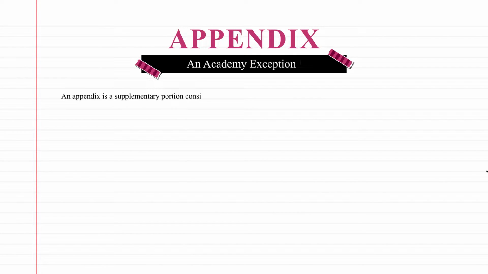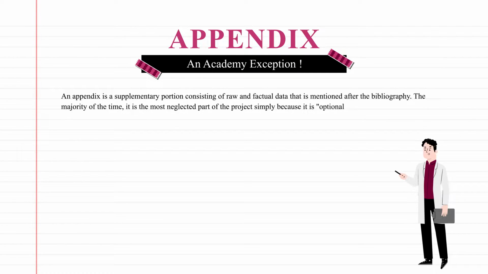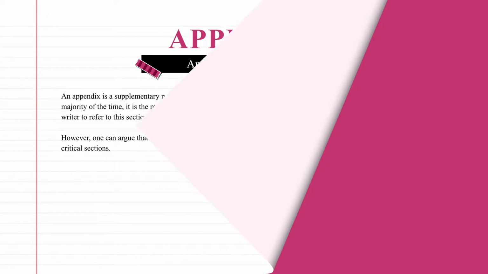An appendix is a supplementary portion consisting of raw and factual data that is mentioned after the bibliography. The majority of the time, it is the most neglected part of the project simply because it is optional for the writer to refer to this section. However, one can argue that an appendix gives insights into the topic. That's why it's one of the critical sections.